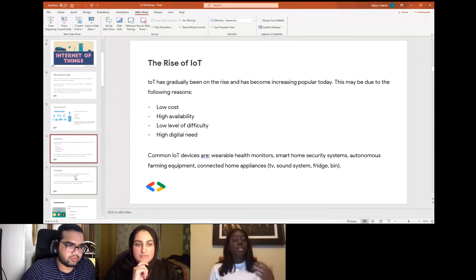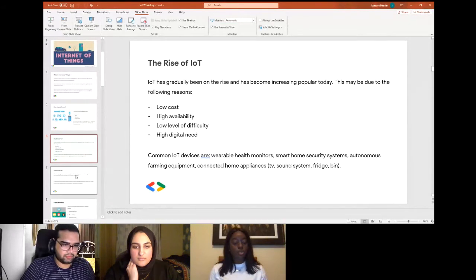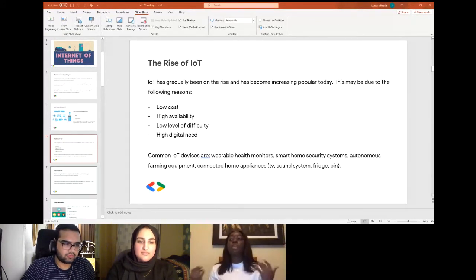The reason for this might be low cost. There's now low cost in devices, so people are able to buy simple devices like mobile phones and therefore connect to the internet. There's also high availability because the world is growing and becoming more technologically advanced. There's new availability of different items that people can use to connect to the internet and thus increase networks and IoT. There's also a low level of difficulty.